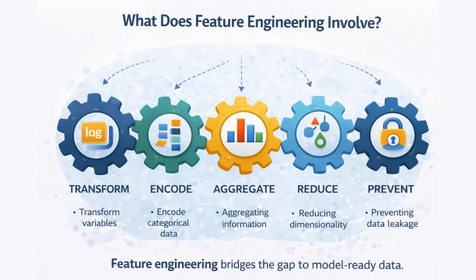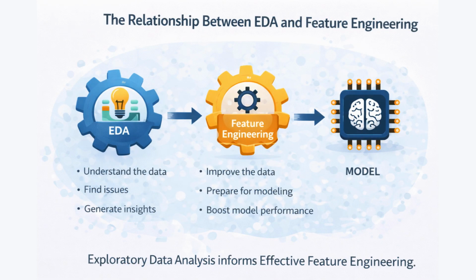In practice, feature engineering includes transforming variables, like log transforming skewed data, encoding categorical variables, creating new variables from existing ones, aggregating information, reducing dimensionality, handling high cardinality categories, preventing data leakage. It is both analytical and creative. It requires understanding the domain and understanding how models behave.